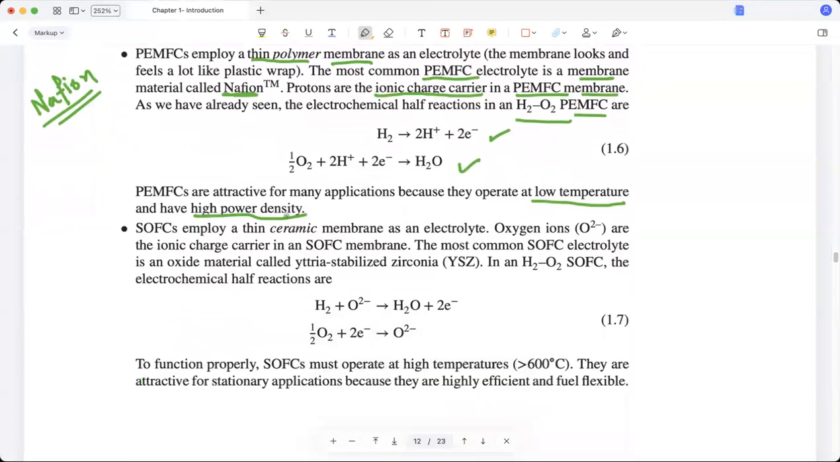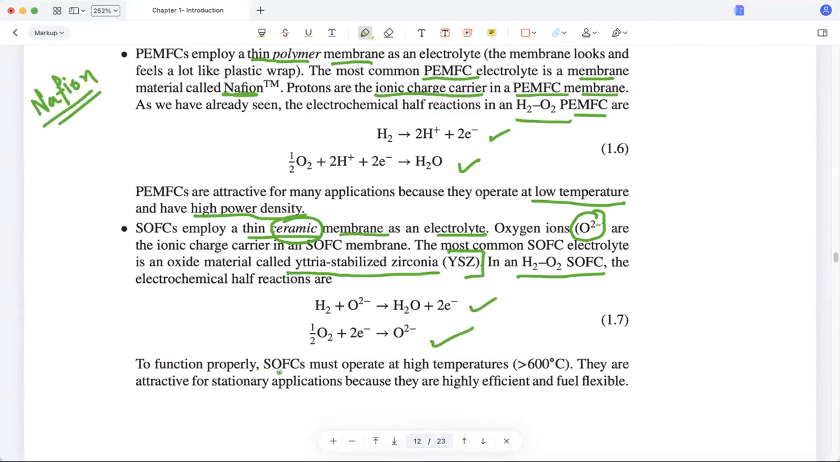Now, SOFCs employ a thin ceramic membrane as an electrolyte. Oxygen ions or O2 minus ions are the ionic charge carriers in a solid oxide fuel cell membrane. The most common SOFC electrolyte is an oxide material which is called yttria stabilized zirconia. So these are the names you have to remember of the electrolyte membranes which are used. In an H2/O2 SOFC, the electrochemical half cell reactions remain the same.